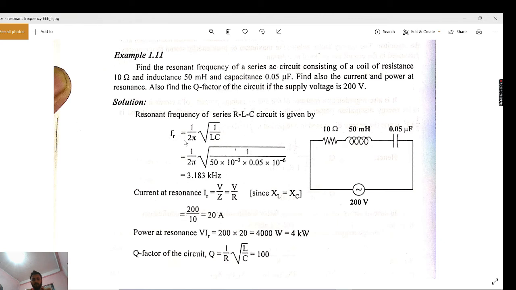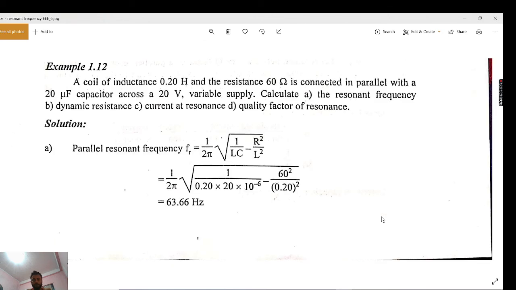So frequency Fr is given as 1 upon 2 pi root 1 upon LC. Similarly, current at resonance is given as V upon R, and power at resonance is V into I. And similarly, quality factor of the circuit is Q equals 1 upon R root over L upon C. So it is the same as the previous problems. So let's move towards the next problem.